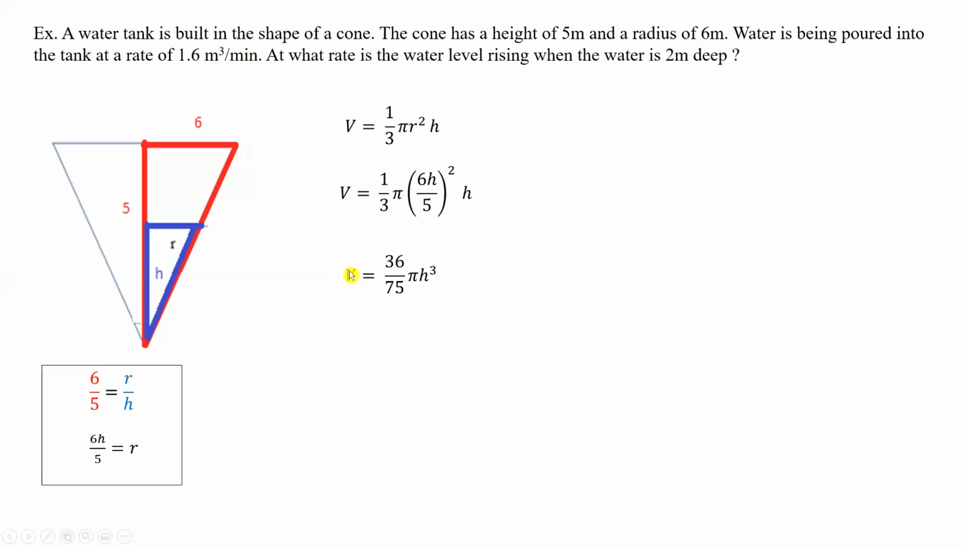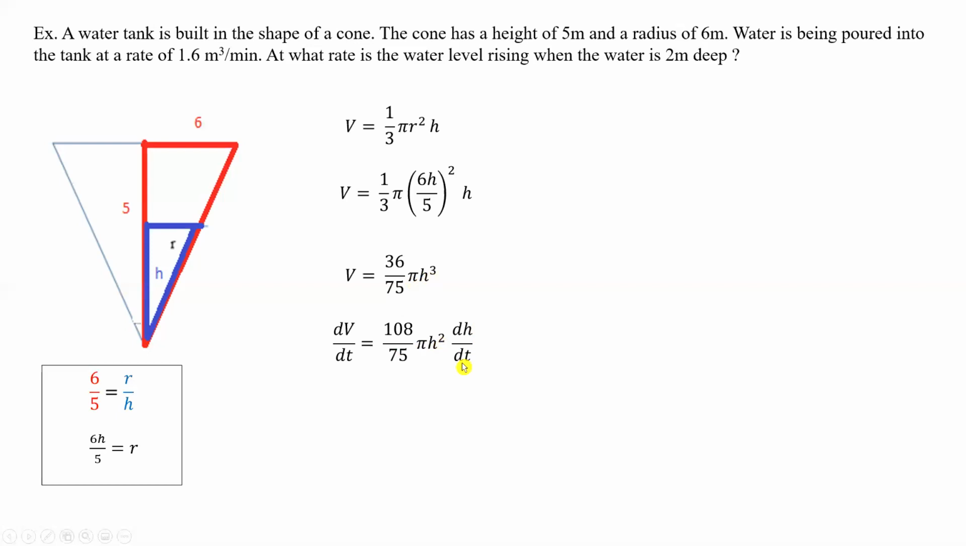Change in v with respect to t, take it with respect to v first, and then multiply by the change in v with respect to t. The pi h cubed, we'll take that with respect to h first, that will become 3 pi h squared times your number, and then multiplied by dh dt. So multiplying by 3 times 36 is 108, 75 hangs around, pi h cubed becomes pi h squared, and there's our dh dt.